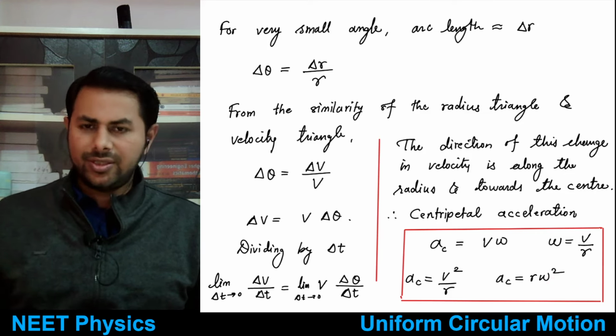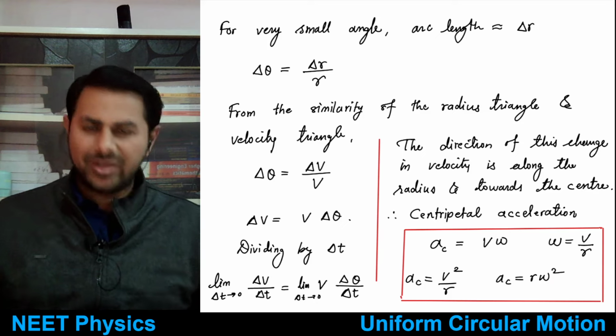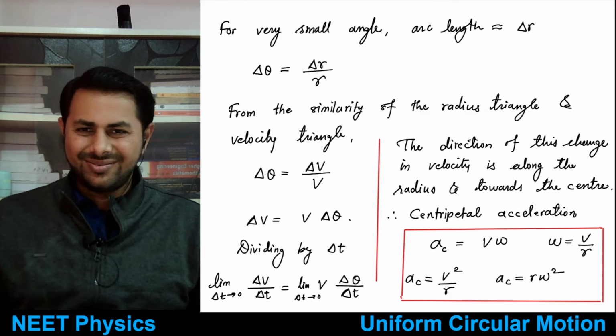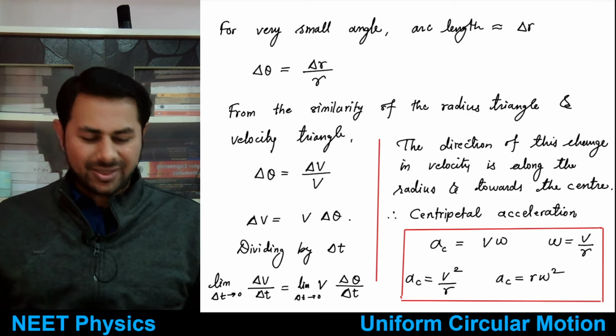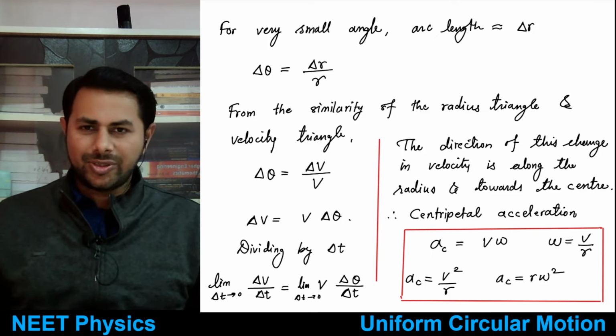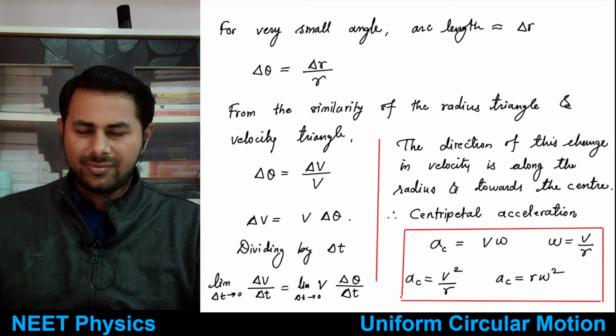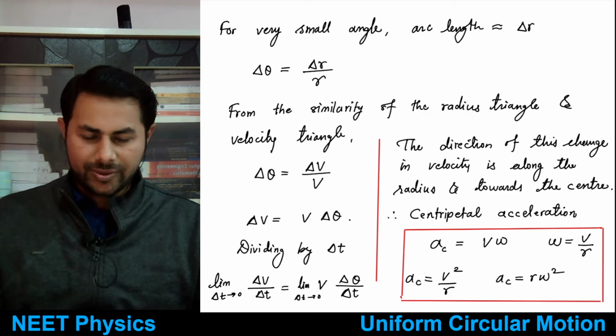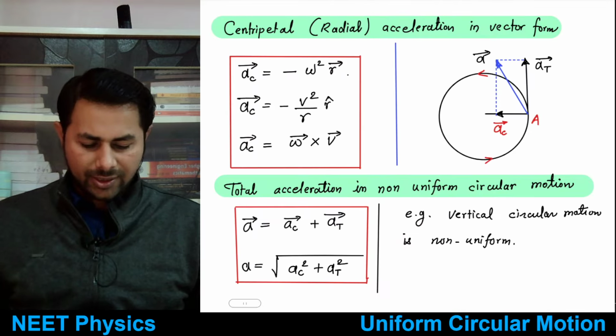Any confusion in this? Tell me, because this is a very, very important point. It's there in circular motion, it's there in gravitation, it's there in rotational motion. No confusion? All right, so this is the scalar form of the centripetal acceleration.